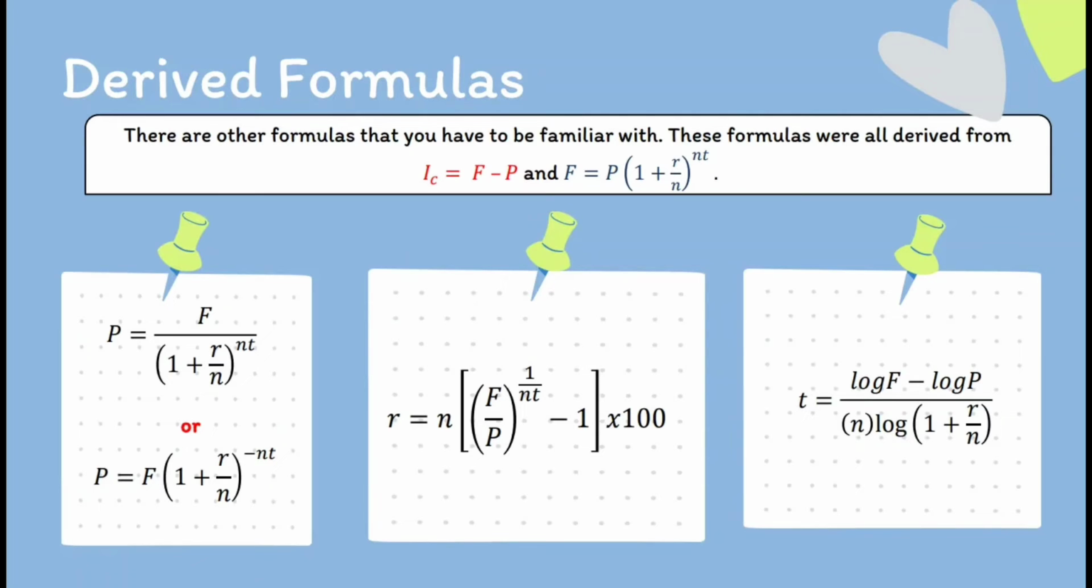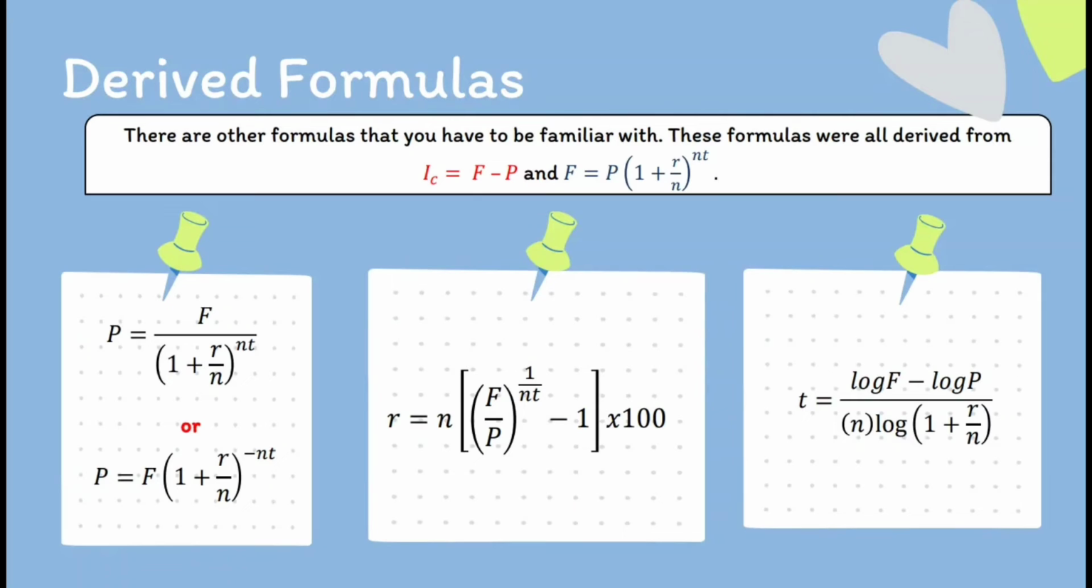If we are solving for the P, or the principal amount, we would use the formula P = F over (1 + r/n) raised to n times t, where F is the maturity value, r over n is the rate over the number of times the compounding occurs. Or P is equal to F times (1 + r/n) raised to the negative of n times t.